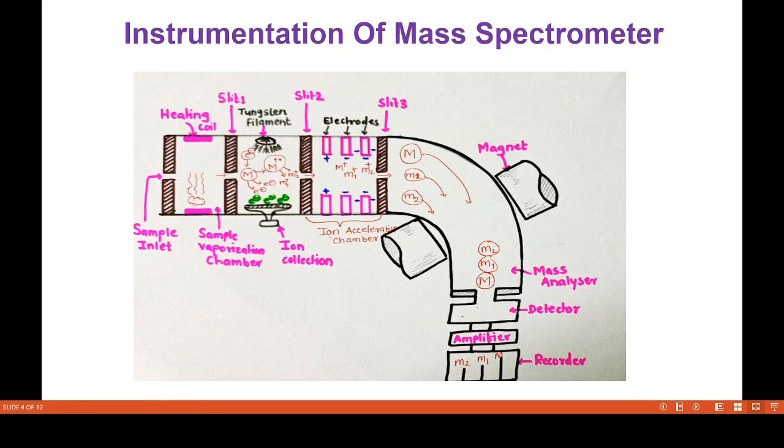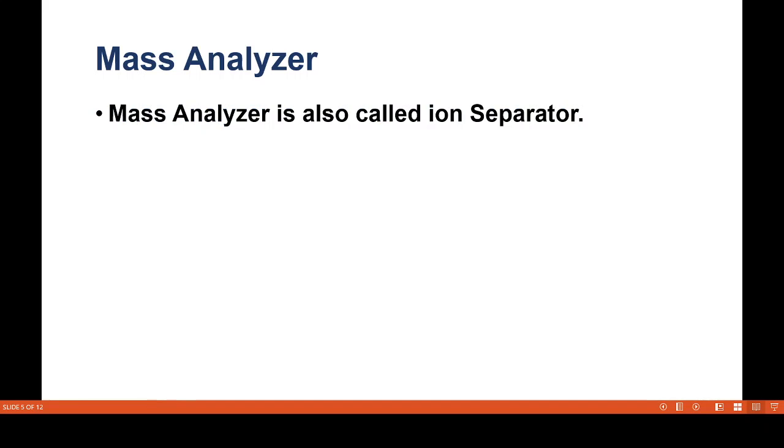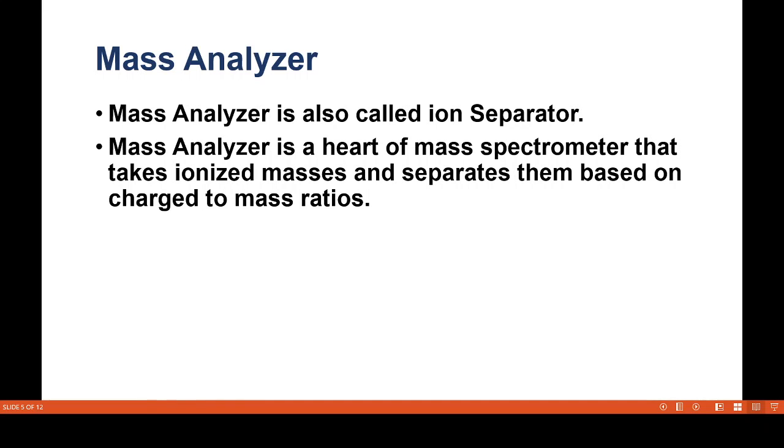Okay, it is clear. Then we will move towards the next slide, that is mass analyzer. Mass analyzer is also called ion separator. We have seen in the previous slide that M1 and M2, these ions, are separated in the mass analyzer. Hence the name is ion separator. Mass analyzer is the heart of the mass spectrometer that takes ionized masses and separates them based on charge to mass ratio.